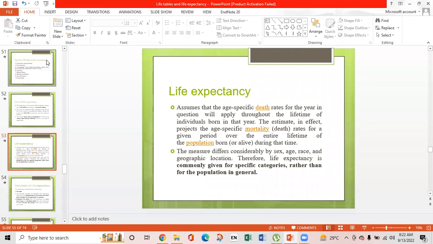Life expectancy assumes that each specific death rate for the year in question will apply throughout the lifetime of an individual born in that year. The estimate, in effect, projects the age-specific mortality rates for a given period over the entire lifetime of the population born or alive during that time.